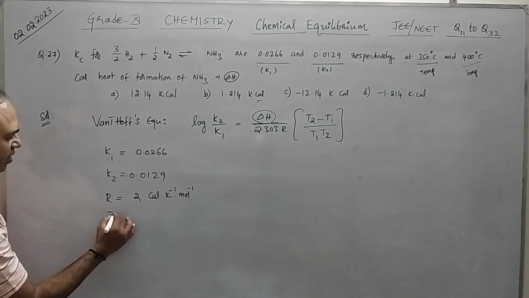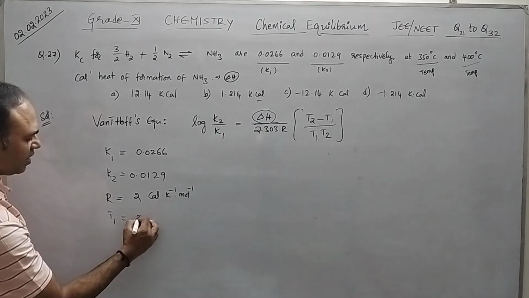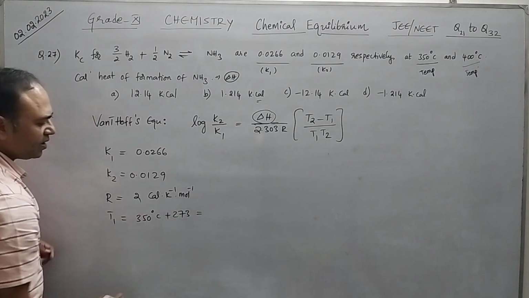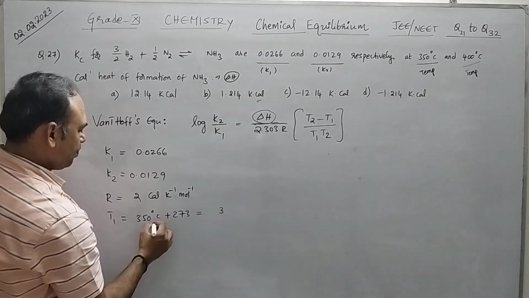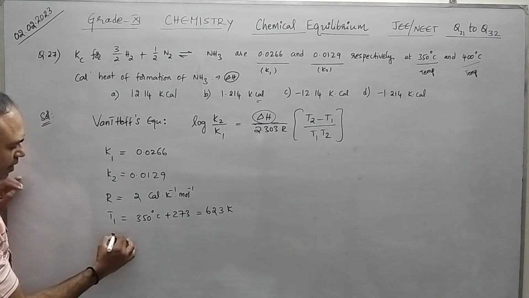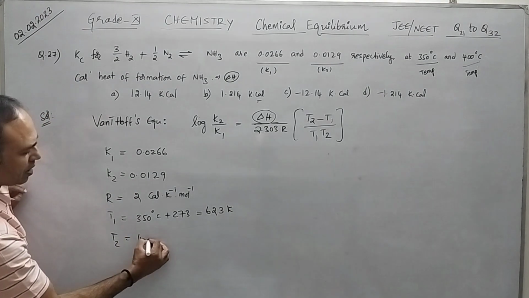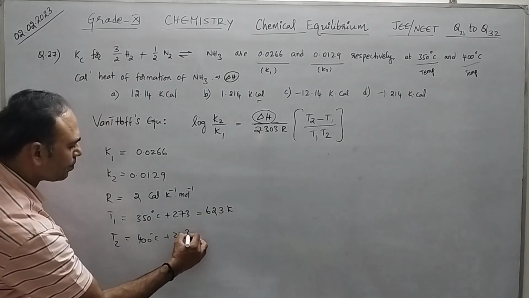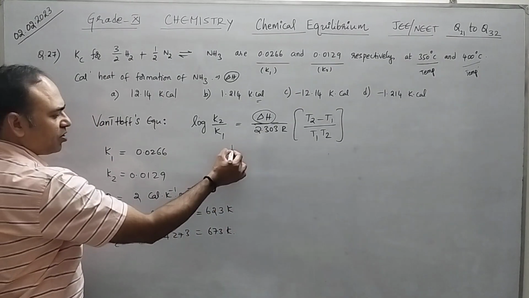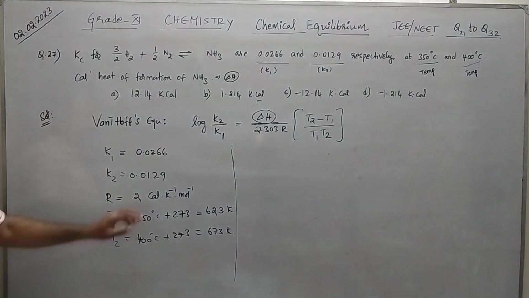Next, what is initial temperature T1? 350 degrees Celsius, to convert into Kelvin, add 273. So we get 623 Kelvin. And T2, 400 degrees Celsius plus 273, we have 673 K. Hope you have understood this. Now substitute in the formula.